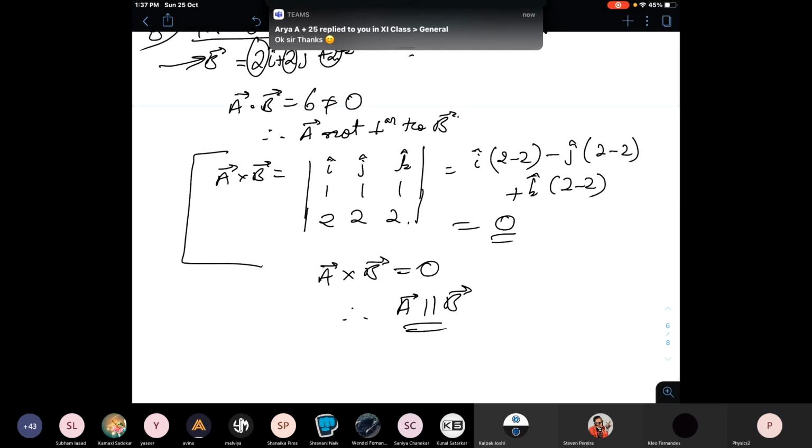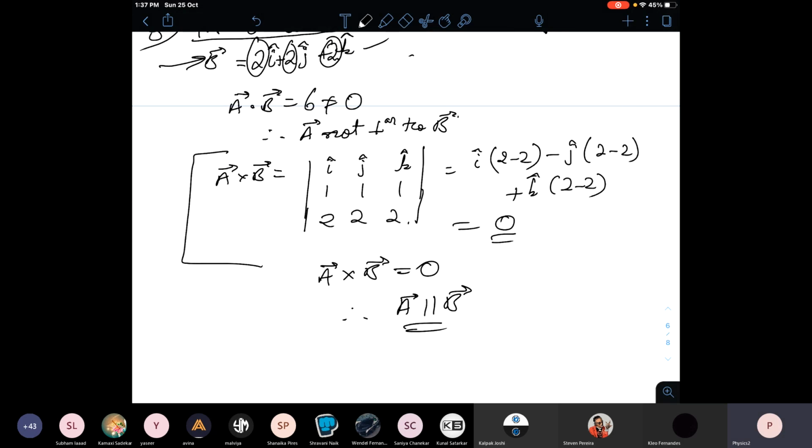After 12th you can definitely solve Irodov. After 12th you can solve Irodov whenever you want. No one is going to stop you.